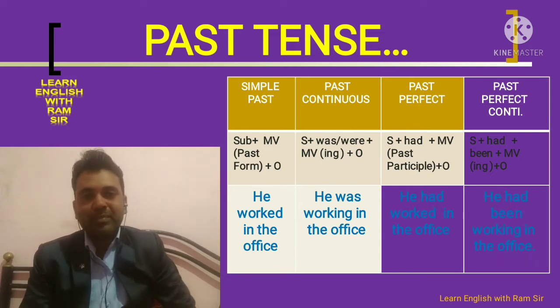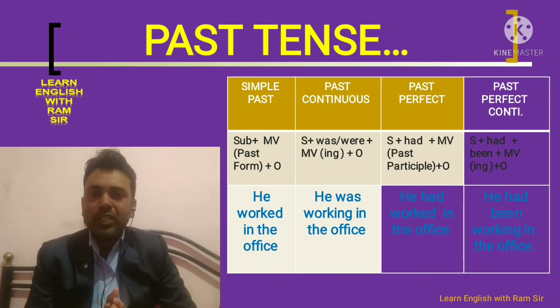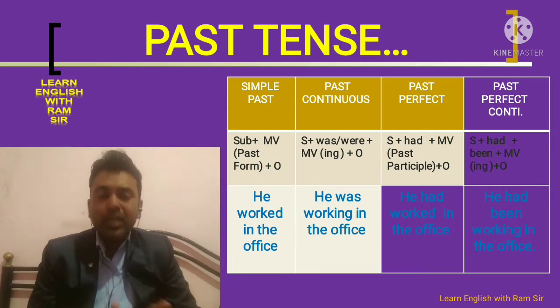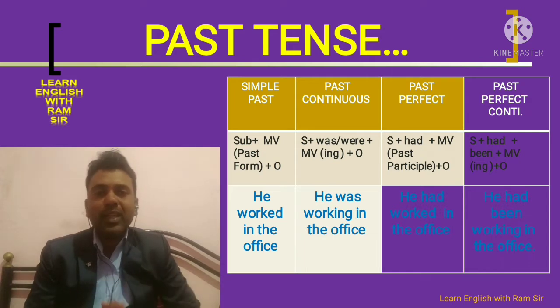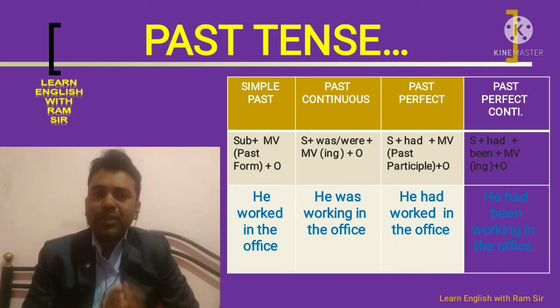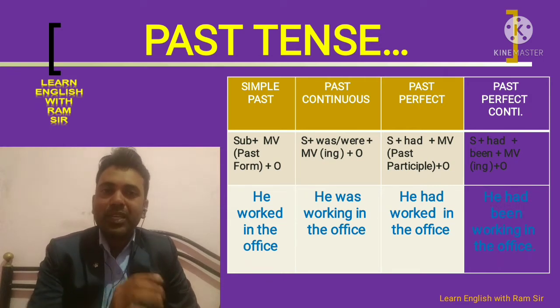Which is object. तो आई होप कि आपको स्ट्रक्चर अच्छी तरह से समझ में आ गया होगा. अगर इस स्टेटमेंट को अगर आप कन्वर्ट करते हो, so in what way you will convert it? So you have to write down the answer like that. I had worked in the office. In this particular way, you have to convert this given statement. After this, we are moving ahead with our last structure, which is related to past perfect continuous tense.